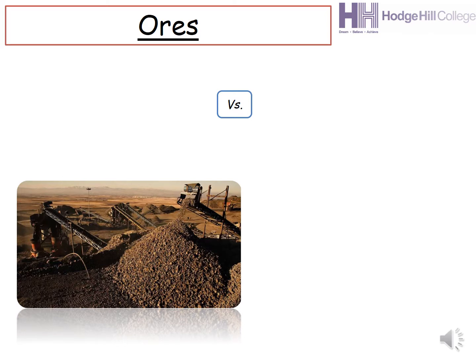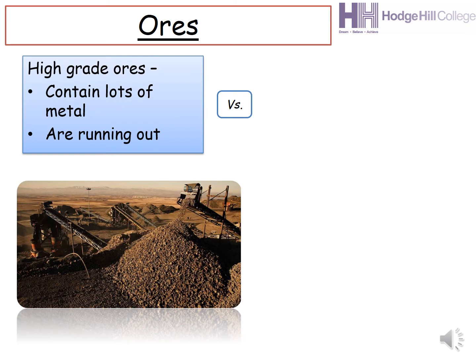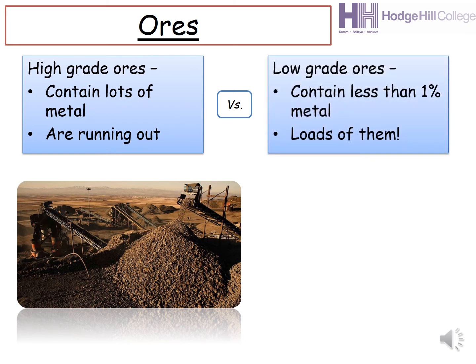Now, metal ores can be placed into two categories: high-grade ores and low-grade ores. High-grade ores, the advantage is that they contain lots of metal. However, the disadvantage is that they're running out. They're in high demand, so they're running out over time. Low-grade ores, the disadvantage is they contain a very small amount of metal, less than 1%. However, the good thing is that you have a lot of them.